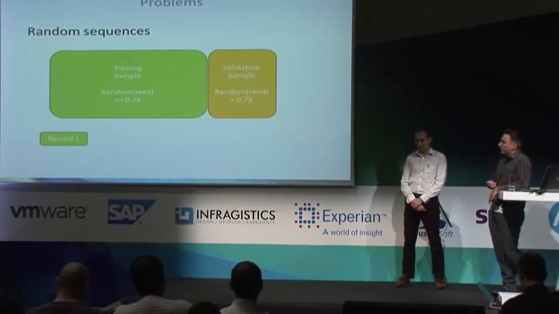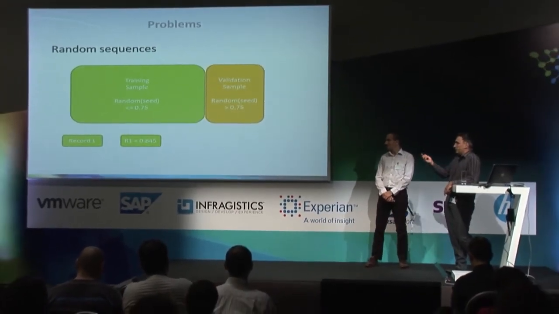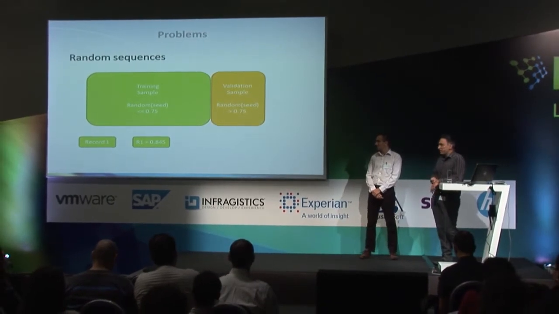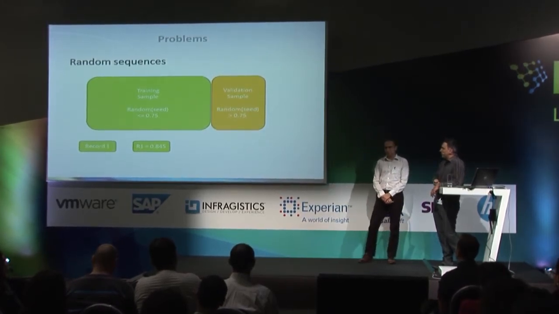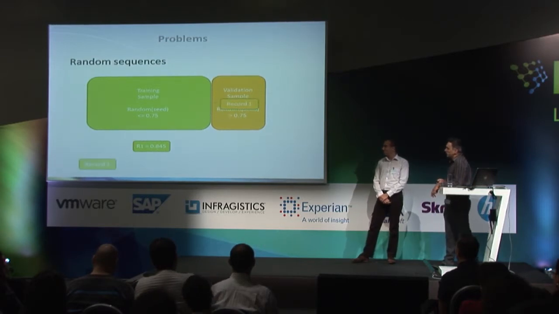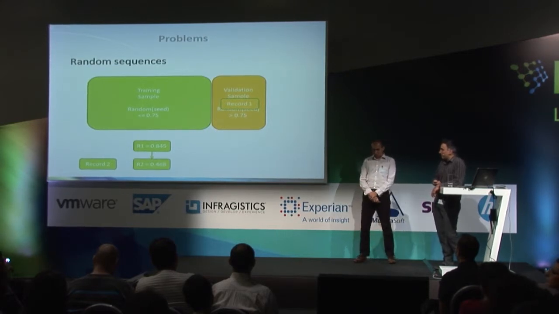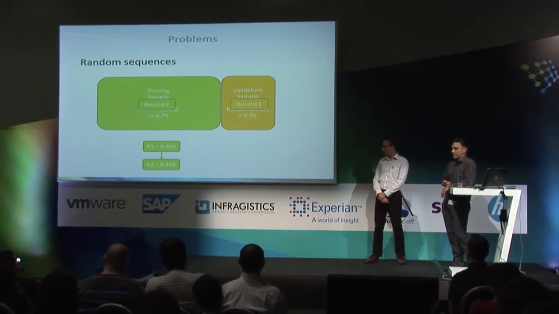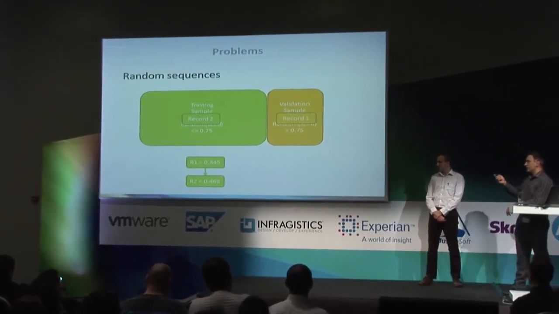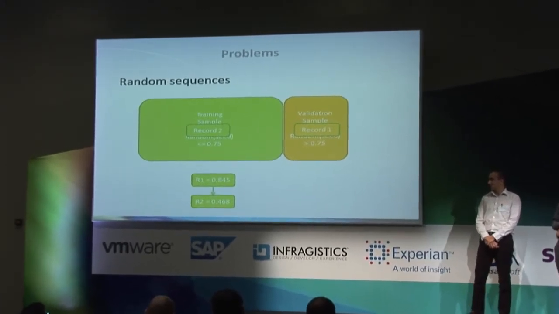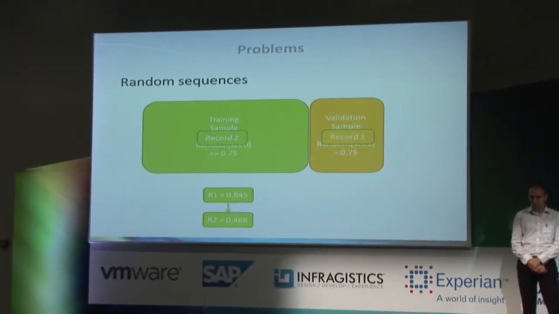So, for example, you get record 1, and there's just some random number returned for record 1, and since this satisfies the condition that random is bigger than 0.75, this record would go to the validation sample. And then if you get record 2, for example, and it gets a second number from the random sequence, it will go to the training sample. And it's important that each time the random sequence is generated, it returns those same numbers, and these two populations are consistent.